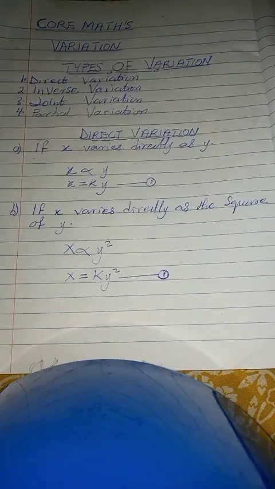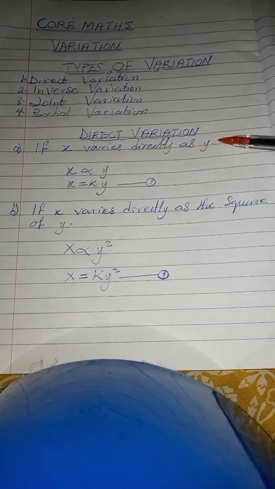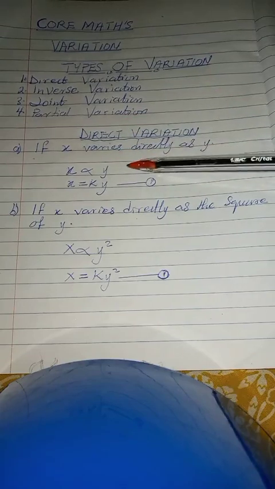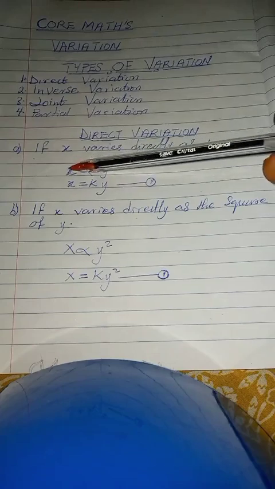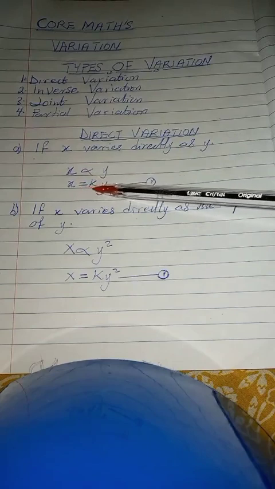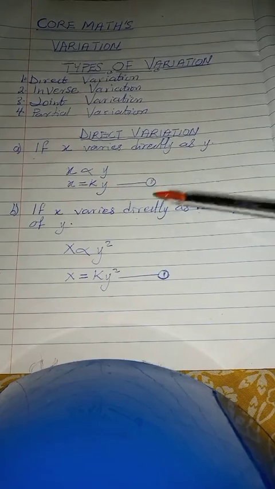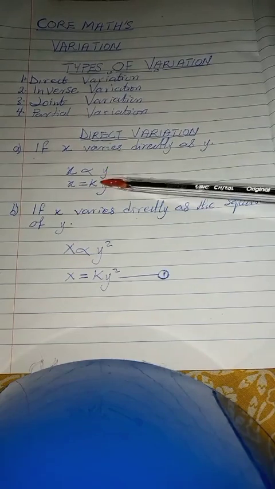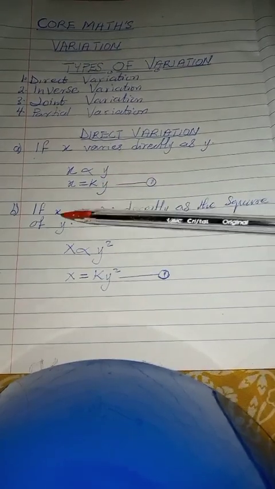They give a statement like, if x varies directly as y. This can also be presented in mathematics as x varies directly as y, which means that x is not the same as y. So if you have this sign, it will change to be equal to k. So you have x equal to ky. That gives us the first statement, equation 1. Now this k is what we call the constant of proportionality.